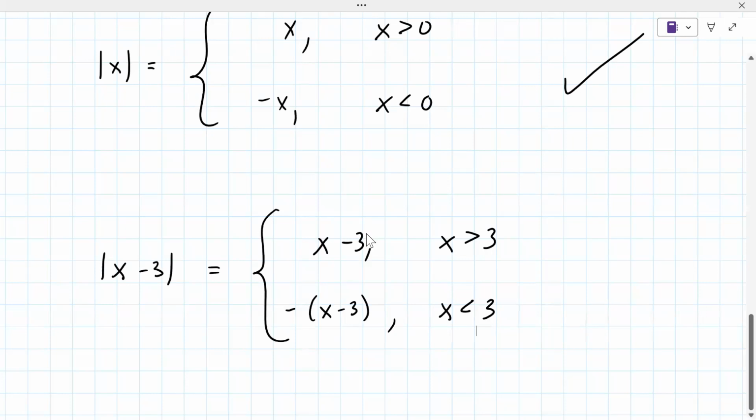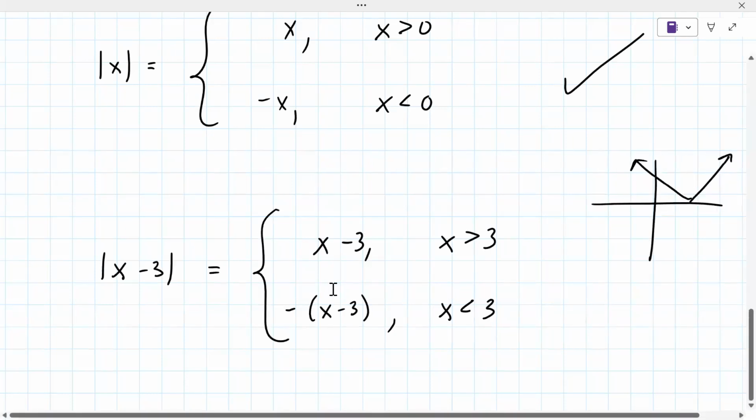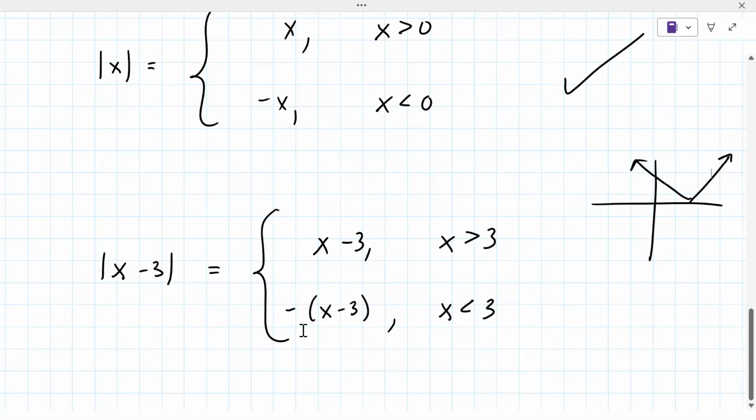So in one case, because we know the graph of this thing, it looks like this. It's itself for the right one, and then it's the negative of itself for the left one. Got it. Have you seen that before? Does that look familiar to you? Kind of, I think we might have done that earlier, the first chunk or something like that.